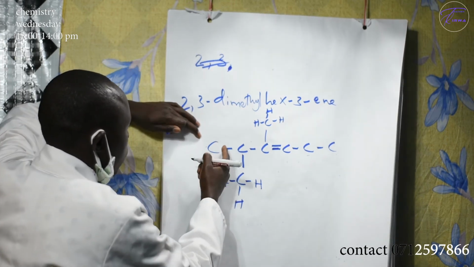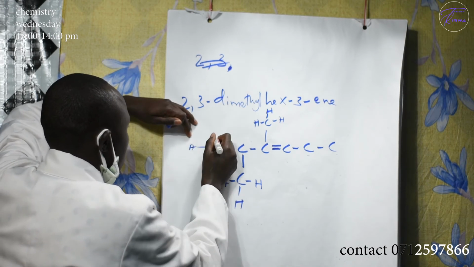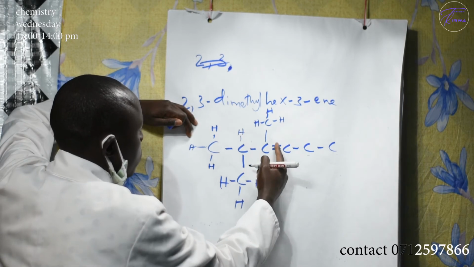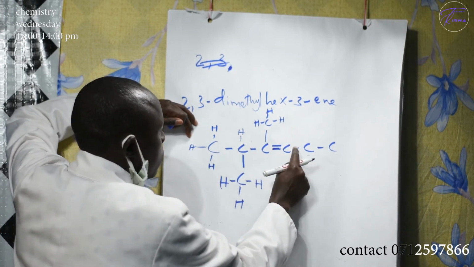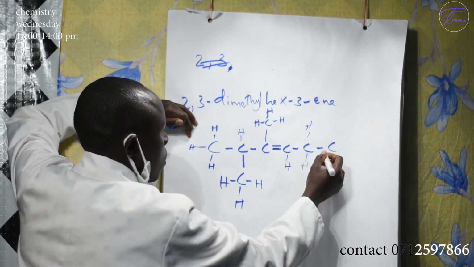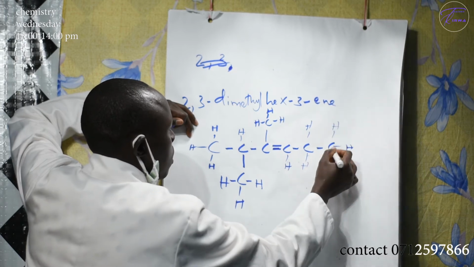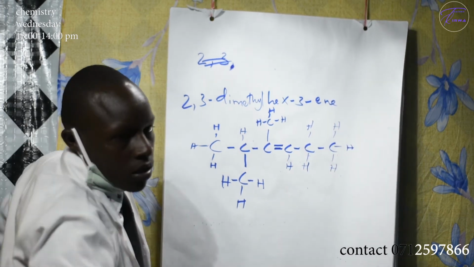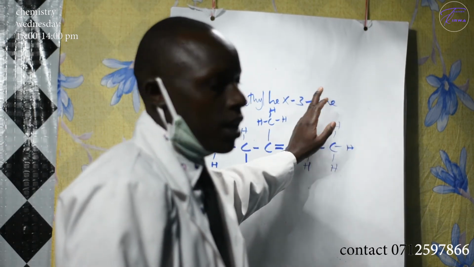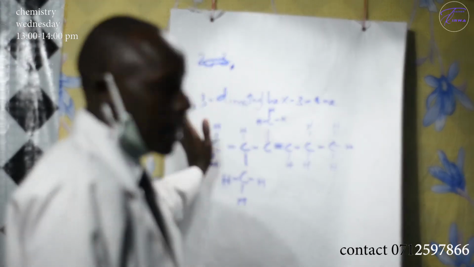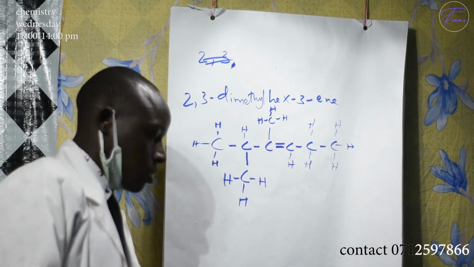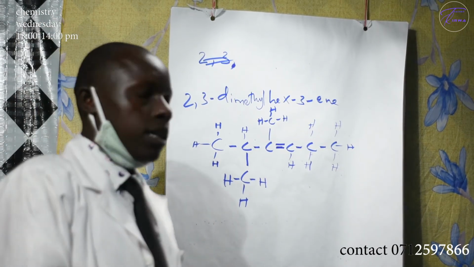So that is how you draw. When you are drawing, you begin with the parent name and then the branch, and then you fill the bonds using hydrogen. Okay, so that is nomenclature and isomerism.